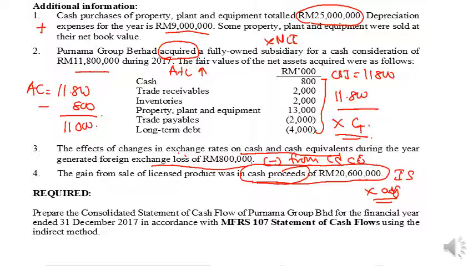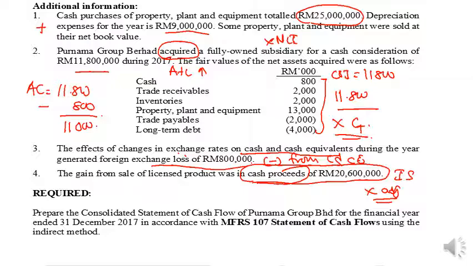Same thing when you acquire: assets and liabilities will increase. Goodwill we already calculated, but there is no goodwill here. Another thing you have to be careful about is the effect of the exchange rate. The effect of the exchange rate will affect the cash and cash equivalents during the year. We have a loss of 800, so this amount of loss needs to be deducted from cash and cash equivalents.